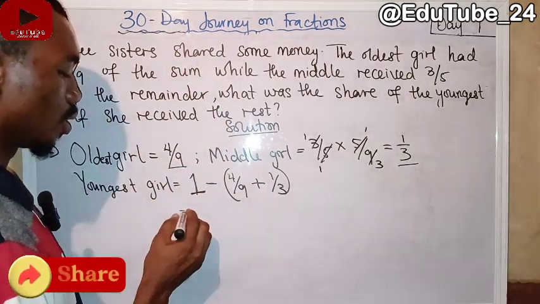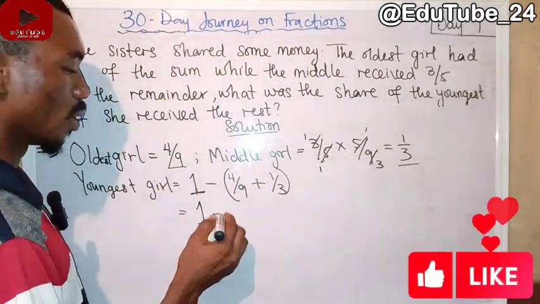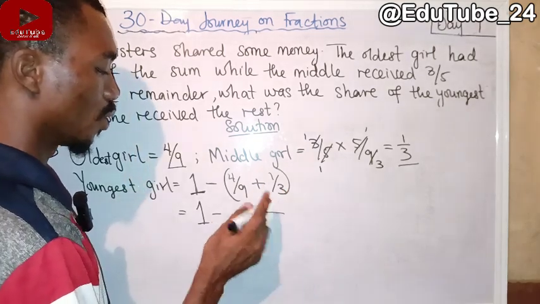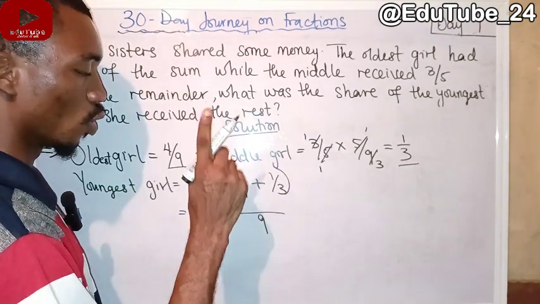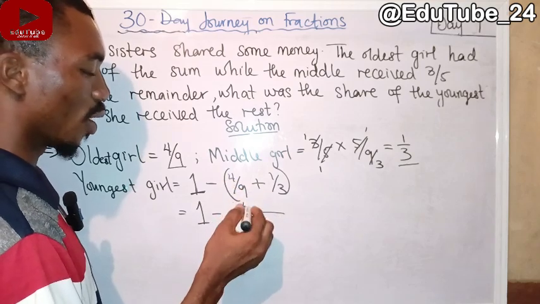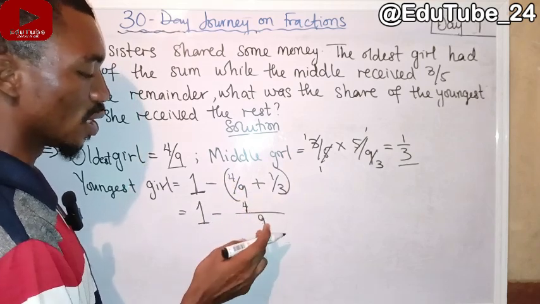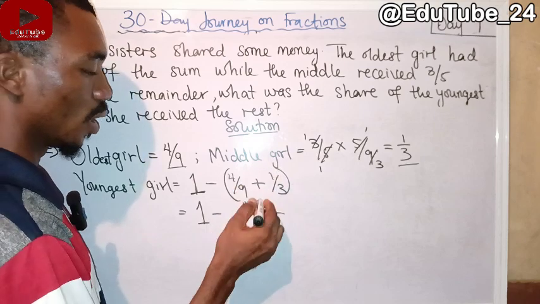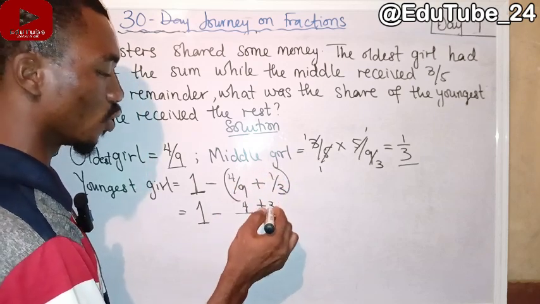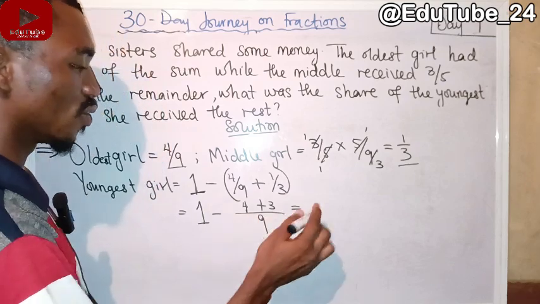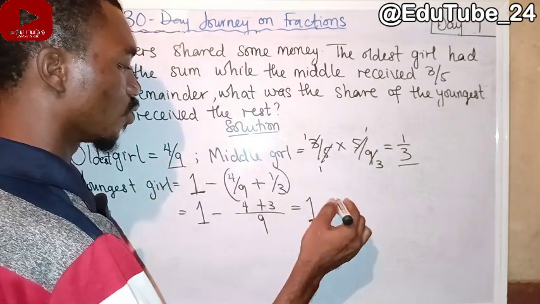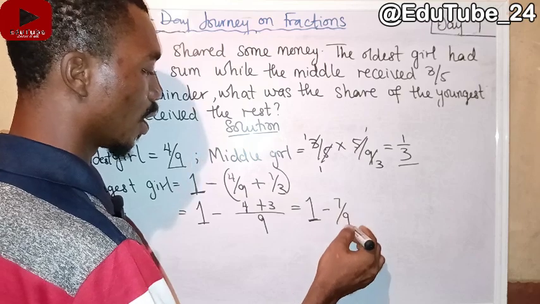So that would be 1 minus, and the LCM of 9 and 3 is 9. So 9 in 9, that is 1. That 1 times 4, we are going to have 4 here. Then 3 in 9, that is 3, plus 3 times 1, we get 3. So I'm going to evaluate this to become 1 minus 4 plus 3, that's 7 over 9.